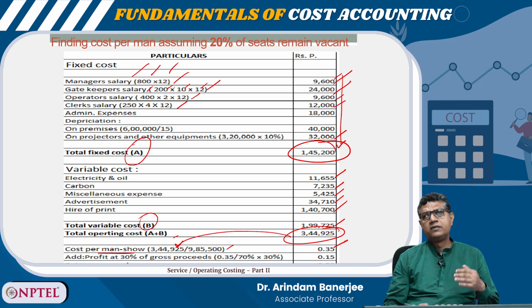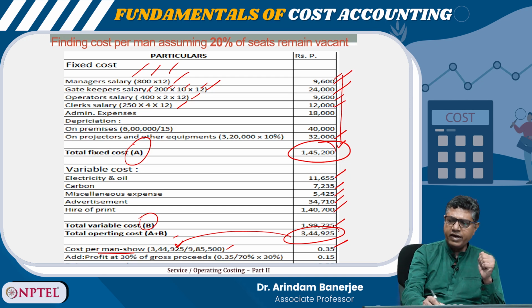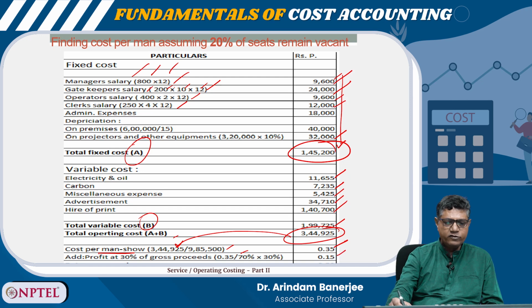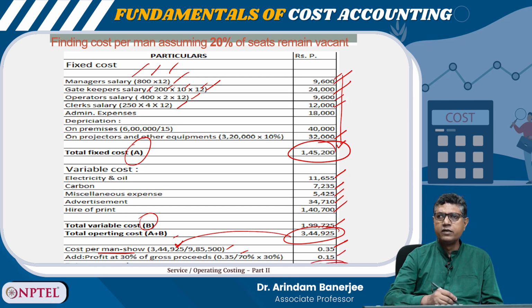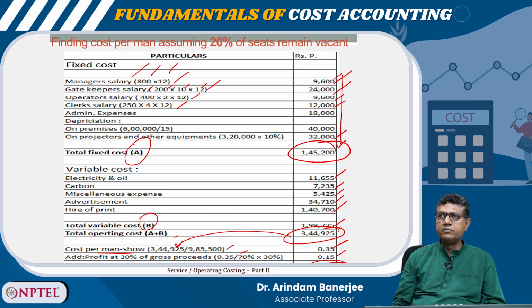Then on the gross profit, if we take 30% profit, right? So 0.35 into 70% into 30% by 70%, it is 0.15. So rate per man show is 0.50, right? So that is how we can calculate the cost per man show in a movie theater.